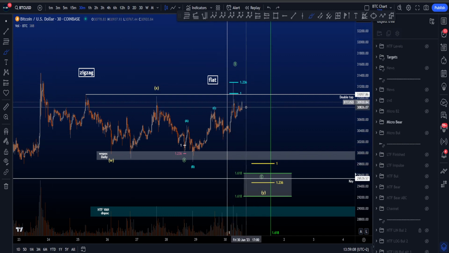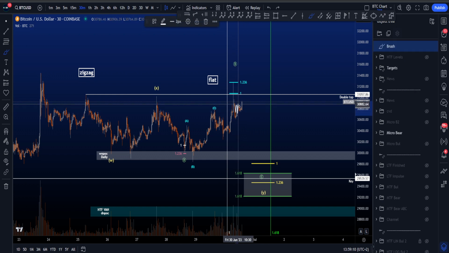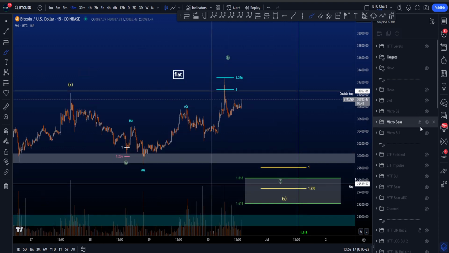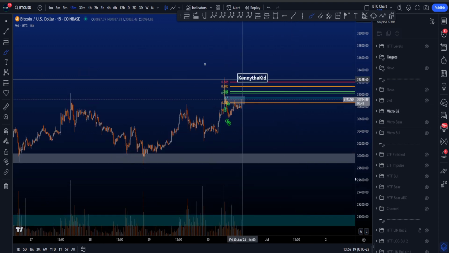You want to see a quick wave C to the downside, and it just doesn't feel good to me that price has been ranging over here, and the fact that I forgot to say this in my previous video. So here you go. That's why I re-record this video for you right now.